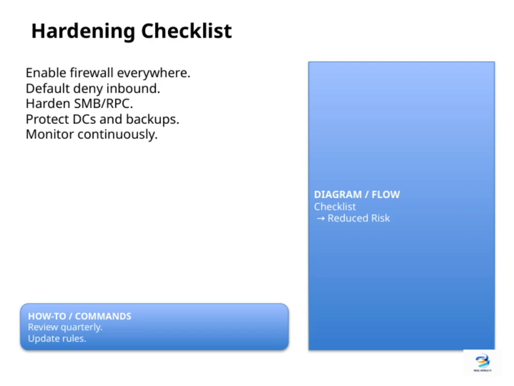Setting inbound rules to default deny helps minimize potential entry points for attackers. Hardening SMB and RPC protocols is also vital, as these are common targets for exploitation. Protecting our domain controllers and backups ensures that critical assets are resilient against attacks. Continuous monitoring is key. By keeping a close eye on activity, we can detect and respond to threats promptly. This hardening checklist ties back to our overall goal of creating a robust, secure environment, because a layered, proactive approach is our best defense against cyber threats.